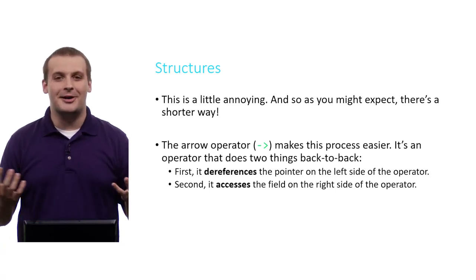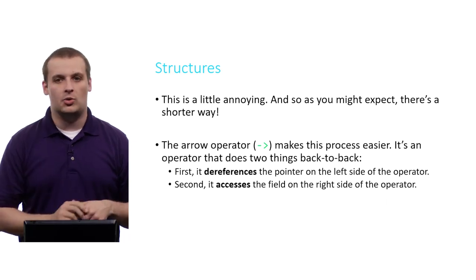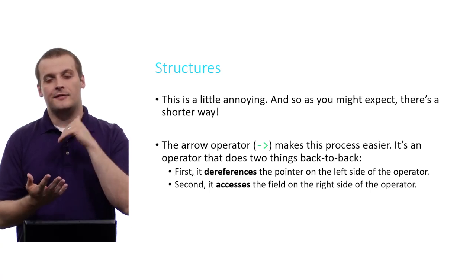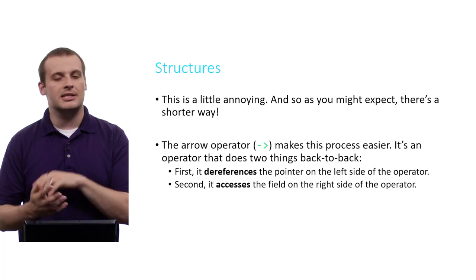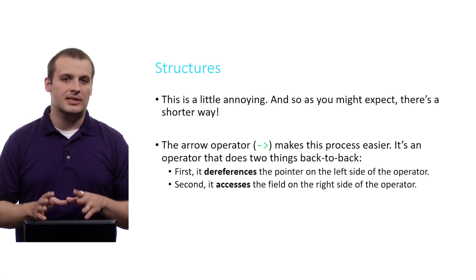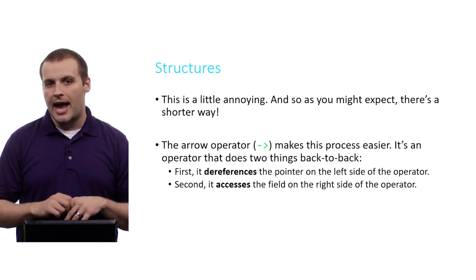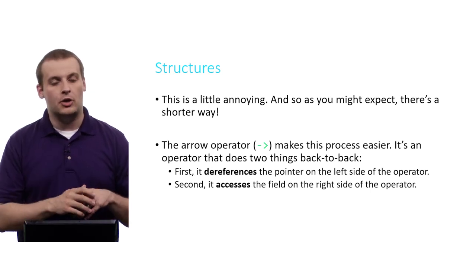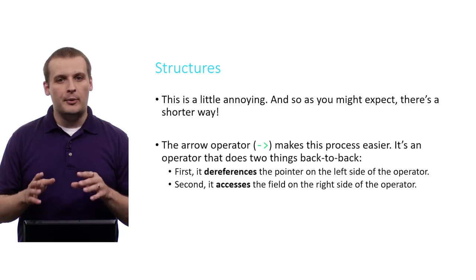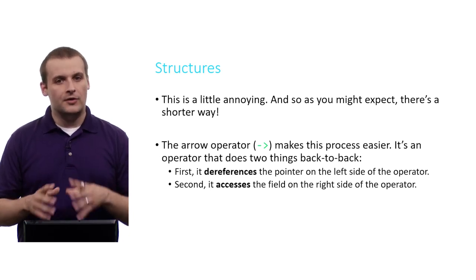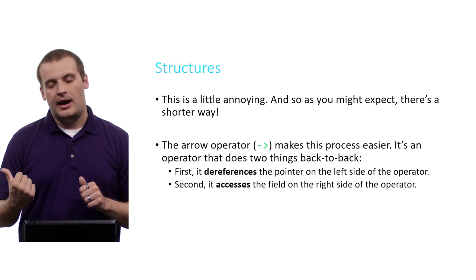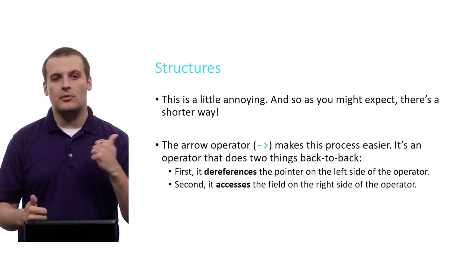C programmers love for there to be easier ways to do things, and in fact, there is a shortcut for this. It so happens that accessing the field of a structure via its pointer is a common enough operation that there is an entirely different operator that allows us to do this much more succinctly, and it is called the arrow operator, which is just a hyphen and then a greater than symbol, literally making it look like an arrow. It does two operations back to back. The first thing it does is dereference the pointer, which is on the left of the arrow, and then it's going to access the field, which is on the right of the arrow.